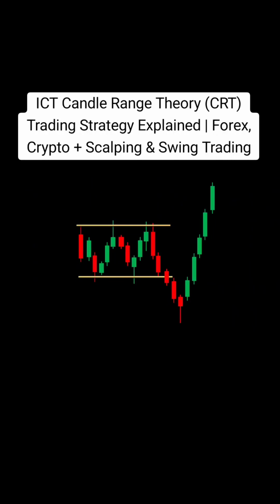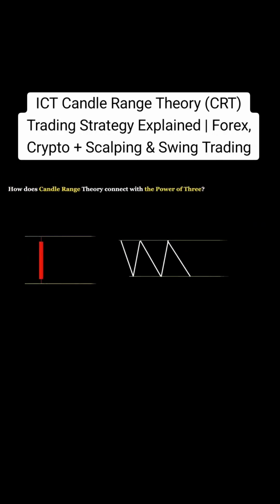As smart money traders, this is the moment we want to capitalize on. Instead of being trapped by the false breakout, we align with the acceleration, entering trades immediately after the liquidity sweep. By doing so, we ride the momentum created by institutional actions, turning the trap into our opportunity. Now you might be asking, how does candle range theory connect with the power of 3? Here's where it all comes together, and once you see it, you'll never look at a candlestick the same way again.